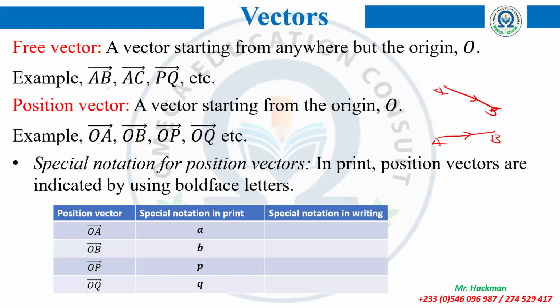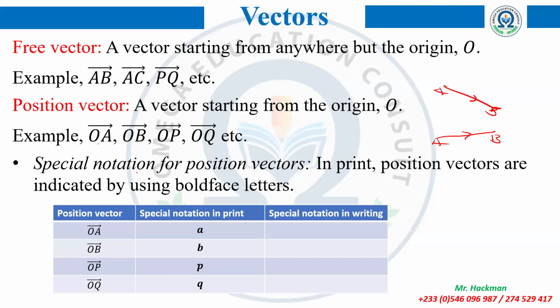The initial point will always vary, or usually can vary, but with this one it cannot. It must always be what? O. So your terminal points, equally, can vary. So take note.